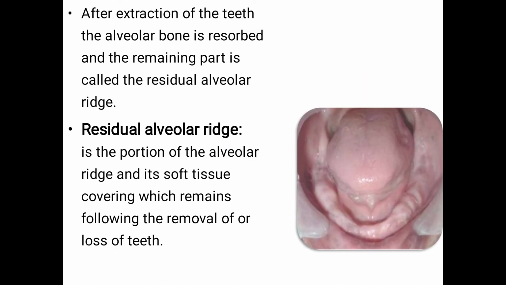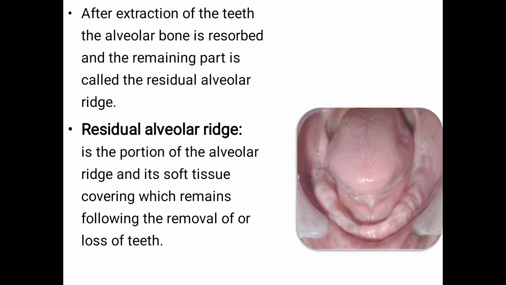So the teeth are carried in the bone that is covered by soft tissue. This bone is called the alveolar bone. This is the alveolar bone that carries the teeth. After extraction of the teeth, the alveolar bone is resorbed. There is resorption, a reduction in width and also in height. After the resorption of the alveolar bone, the remaining part is called the residual alveolar ridge. So take care and know the difference between the alveolar ridge and the residual alveolar ridge.